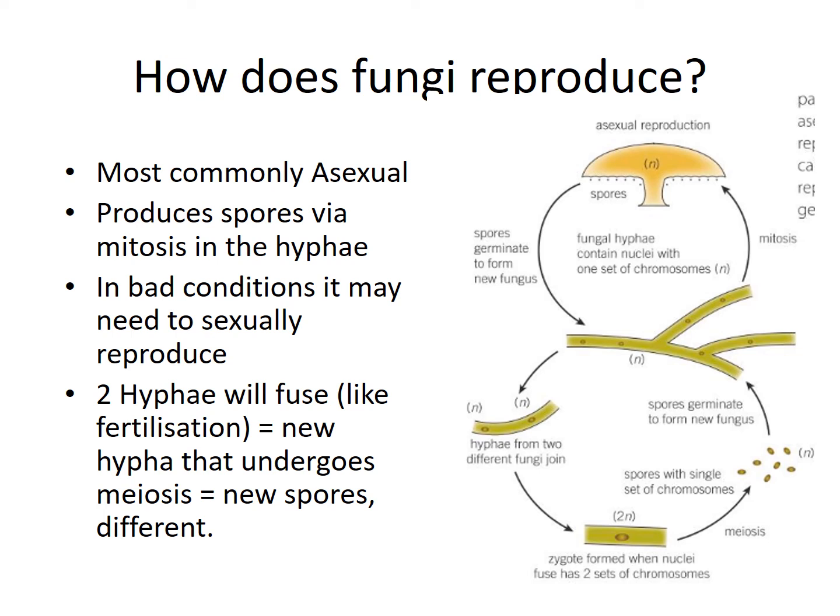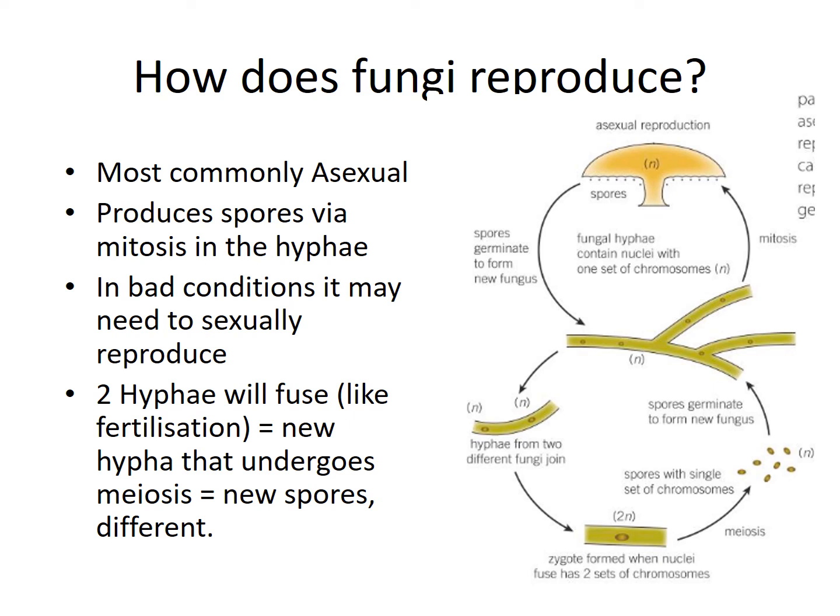So what happens is, I'm not keen on this diagram, but it is quite a simple one from the textbook. So there's a mushroom at the top there, that's a fungi. So they will produce spores, and so they will do cell division, mitosis in the hyphae, and they will produce spores. Now these spores then can grow genetically identical fungi in like the same area.